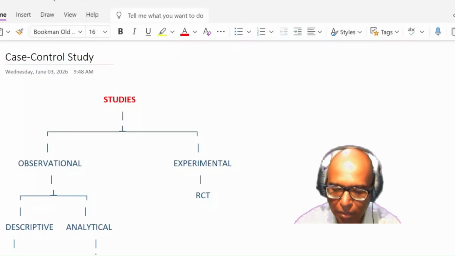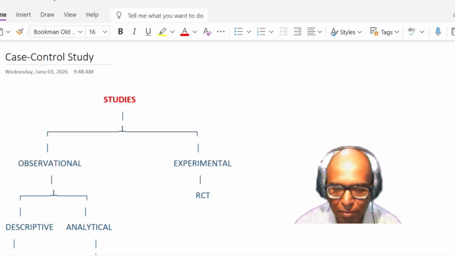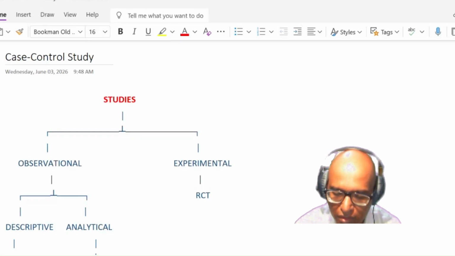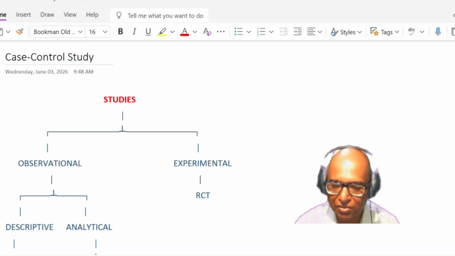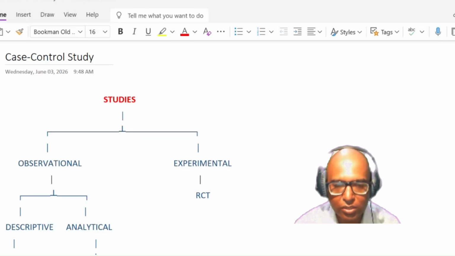So we continue with our epidemiology module and the study designs which we have started. We have finished a couple of study designs like cohort study and cross-sectional. Now we will start with case control study today.